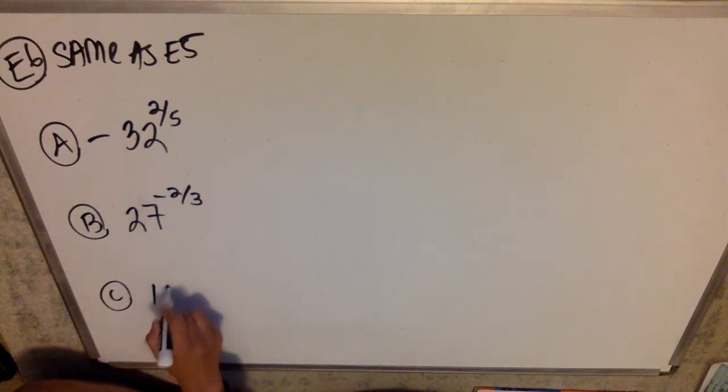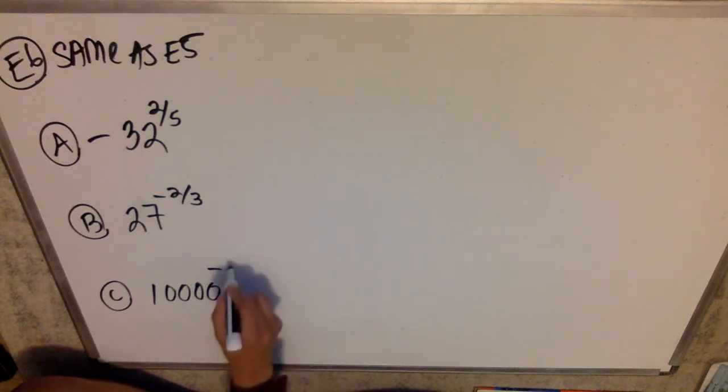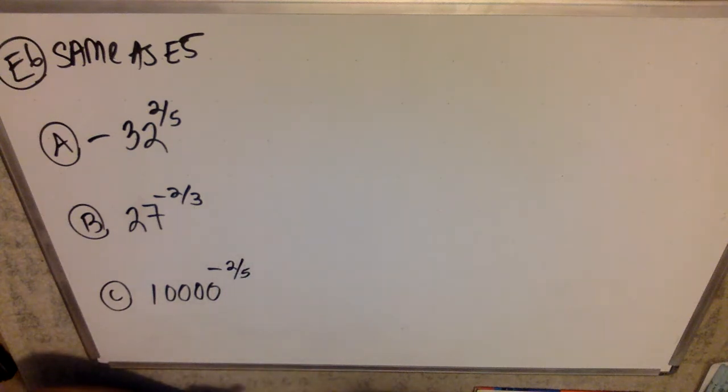Let's do a 10,000 to the negative 2/5. Okay, cool. Let's just try it. I know I did another 5 inadvertently, but that's okay. All right, so let's walk through this.